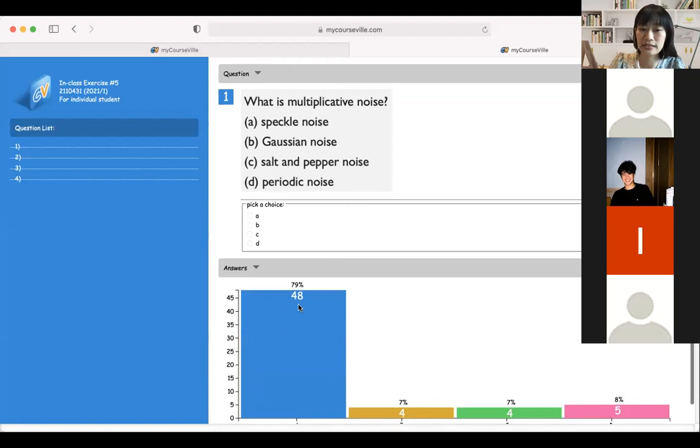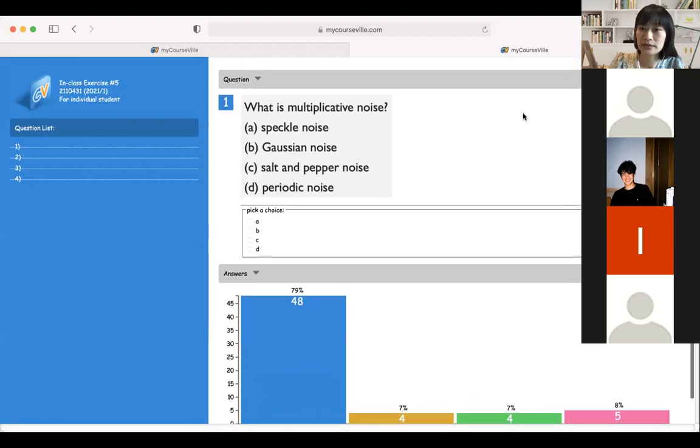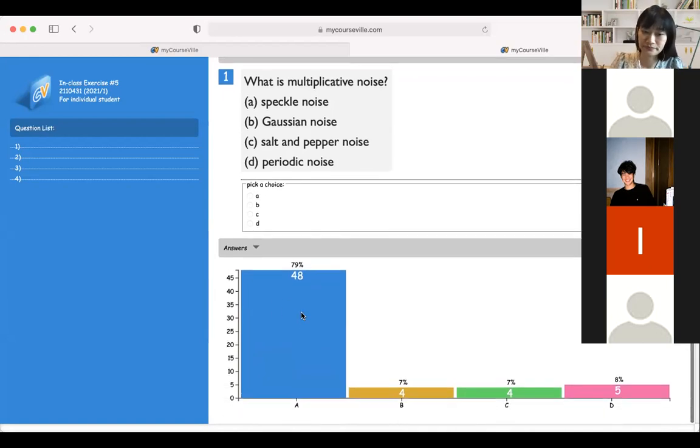Most of your friends said it correctly. The multiplicative noise is speckle noise, because the others have been added to the original image, but only speckle noise has been multiplied on the image. So the answer is A.